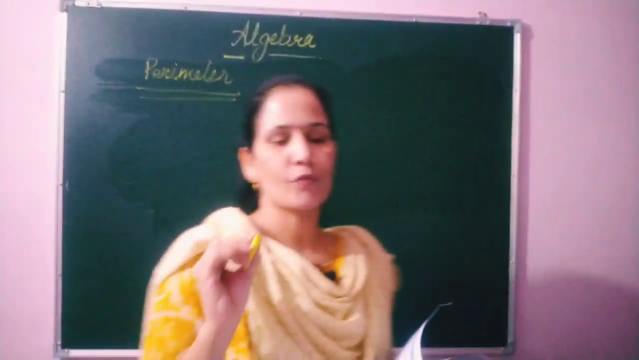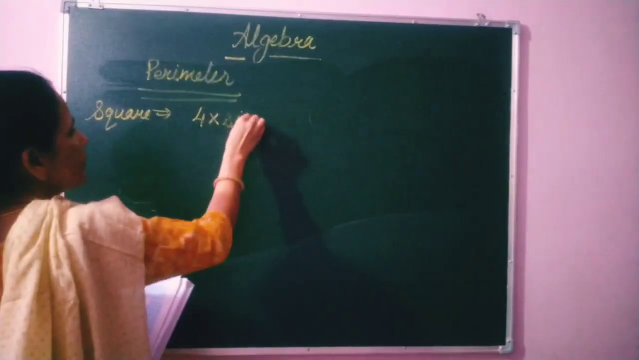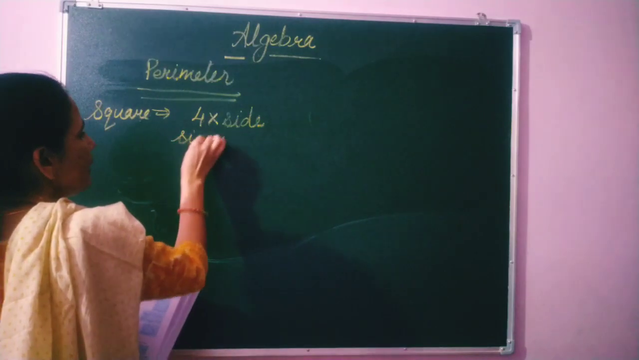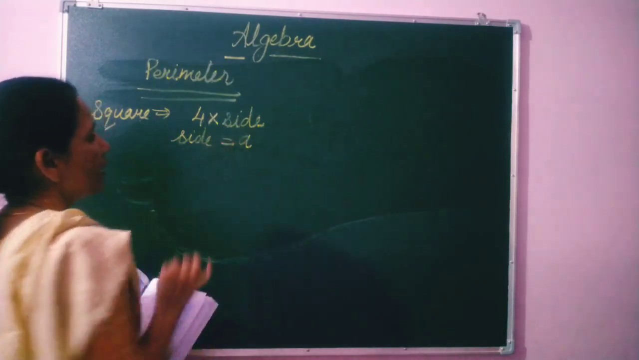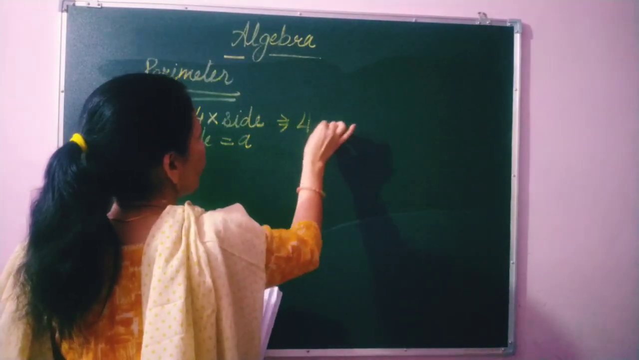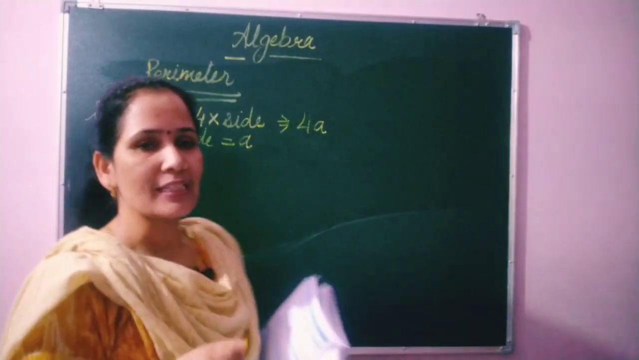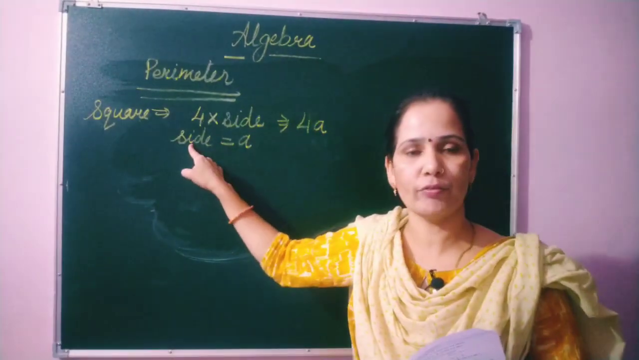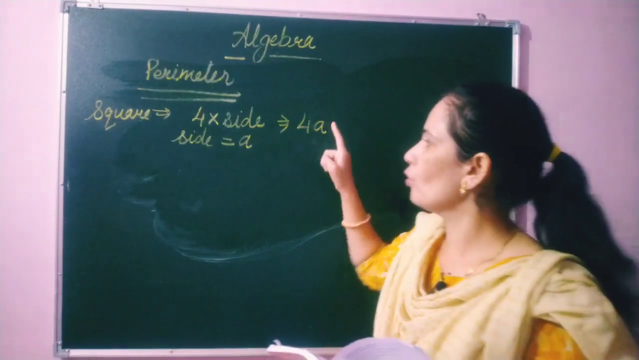Students, do you remember when we found the perimeter of a square? We simply wrote the perimeter of a square as 4 multiplied by side. Students, if we assume the side equals A, we can write this formula as 4A. This is the simple form to write this formula, because A is the side of a square. So simply we can write 4A.